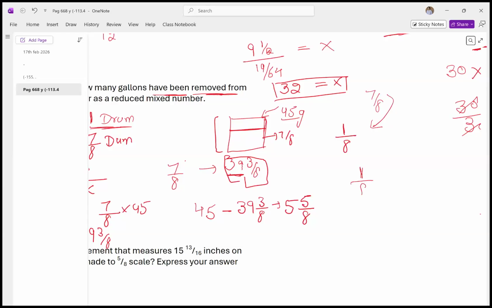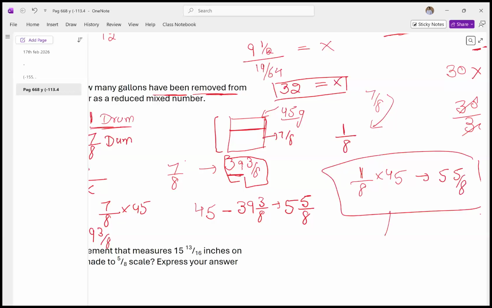So 1/8 of 45. So 45 divided by 8, that's going to give you 5/8, you know, 5/8. So that's one and the same thing.